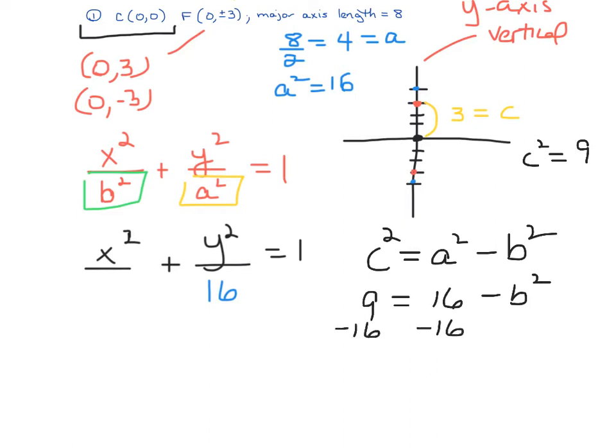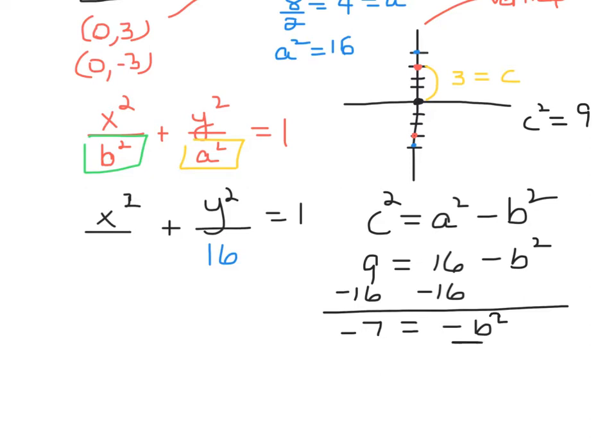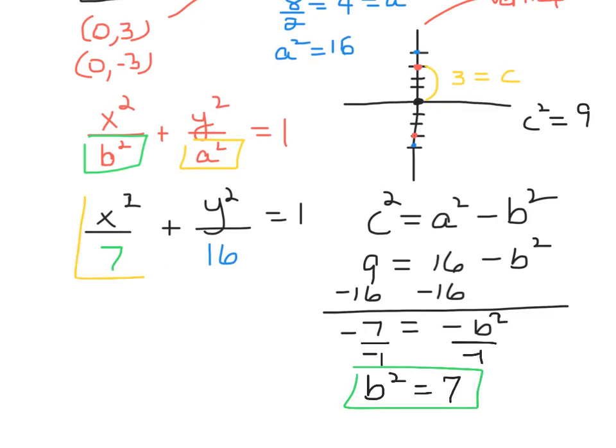I'm solving for B squared, so I'm going to subtract 16. Get -7 equals negative B squared. Divide by -1, and B squared equals +7. I don't need to square root it because I want B squared. So now I could just take what B squared equals and put it right here. And I'm done. And I have it in standard form.